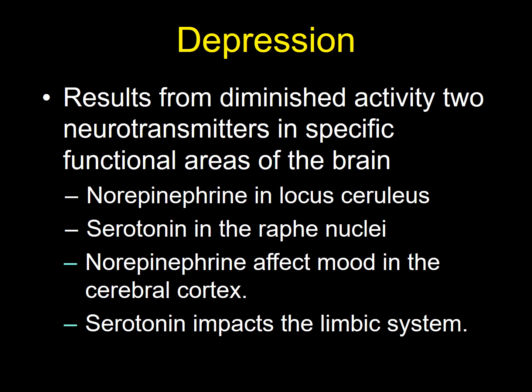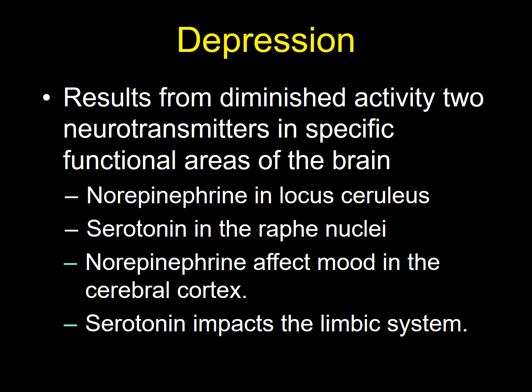So the problem with depression, the theory of depression, I mean, it's a little more complicated than this, but sort of narrowing it down to the place that we're interested in, depression results from diminished activity of 2 primary neurotransmitters, norepinephrine and serotonin. Now, how you wind up with diminished activity, that's a big topic of conversation, and you could spend a lot of time reading about the pathophysiology of depression. But in the final analysis, there are two neurotransmitters, and there's not enough of them in the functional areas of the brain where mood is determined.